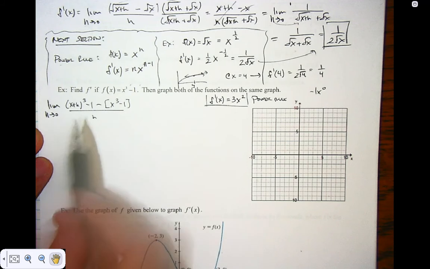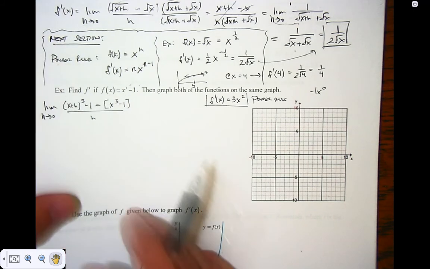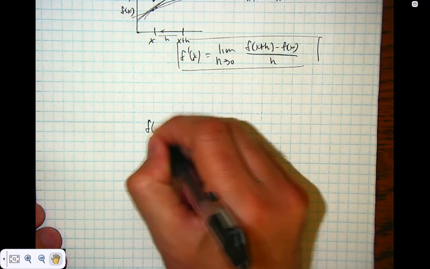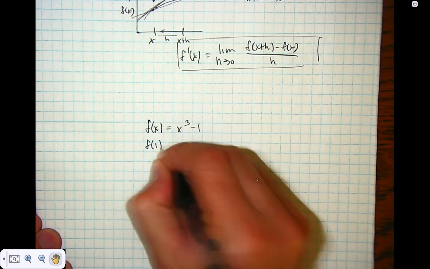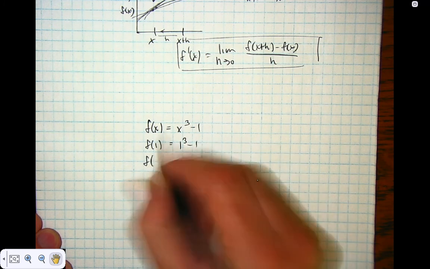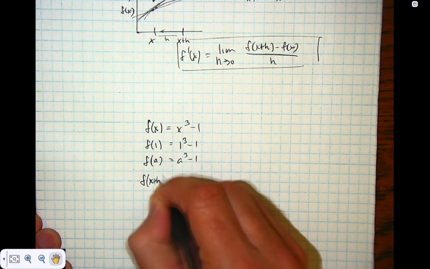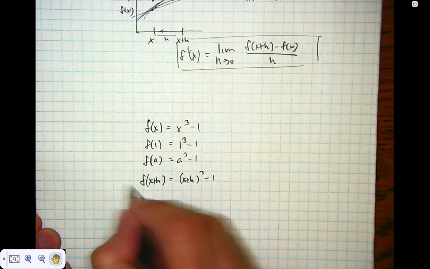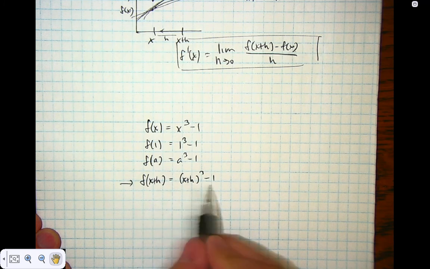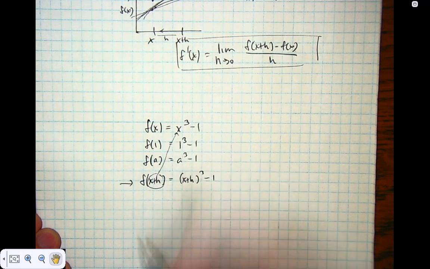A lot of people mess this up at the beginning, so let me just make sure you guys get that. If f of x is x cubed minus 1, remember, f of 1 would be 1 cubed minus 1. F of a would be a cubed minus 1. F of x plus h is (x plus h) cubed minus 1, and this is the one that we're using here. So that's how I got that. You're just taking a function and plugging this into the x value, cubing it, and subtracting 1.